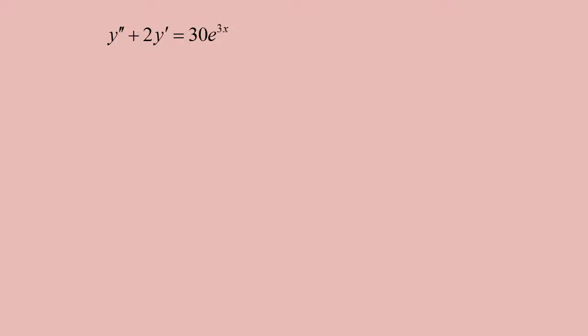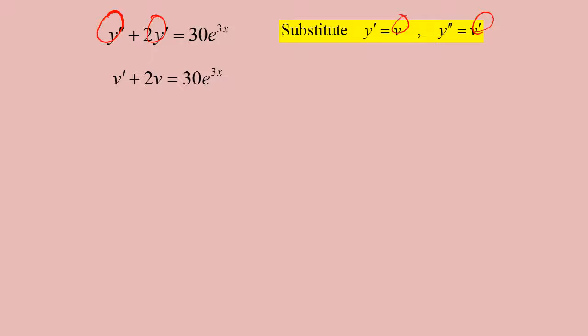And let's see how that works. So we're going to just recognize that this needs the substitution y prime equals v, which means y double prime would be v prime. So we're going to substitute in place of this y double prime a v prime, and in place of this y prime a v. So that substitution produces this.